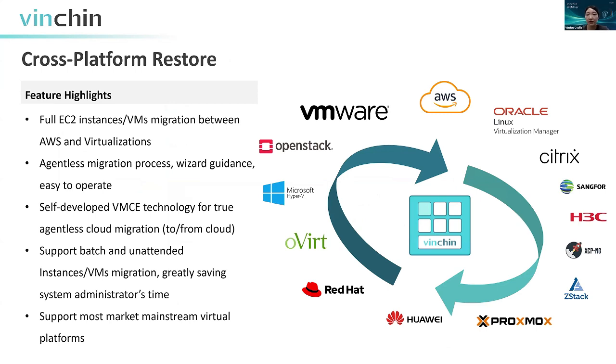And next, if you want to migrate the EC2 instances off-boarding to the private cloud, like the virtual platforms, as you can see in the picture on the right side, we support migrating to most of the market mainstream virtualizations. And by the way, if you want to migrate virtual machines from any virtualization to the AWS cloud, it is also supported on Vinchin as well.